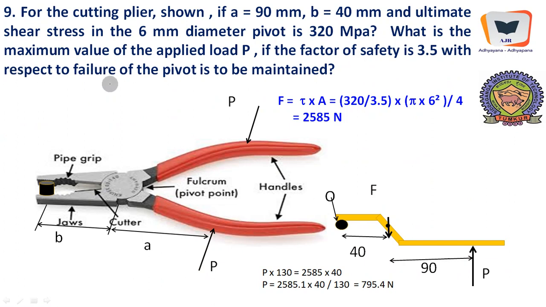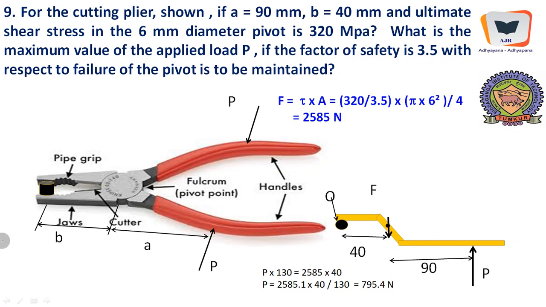For a cutting plier shown in figure, if A equal to 90, that is this moment arm, and B equal to 40, and we will explain that, and ultimate shear stress in the 6 mm diameter pivot is 320 MPa. What is the maximum value of the applied load P if the factor of safety is 3.5 with respect to failure of the pivot is to be maintained? So applied force is tau, see, this is the system.